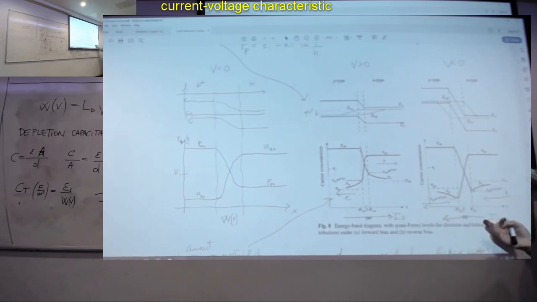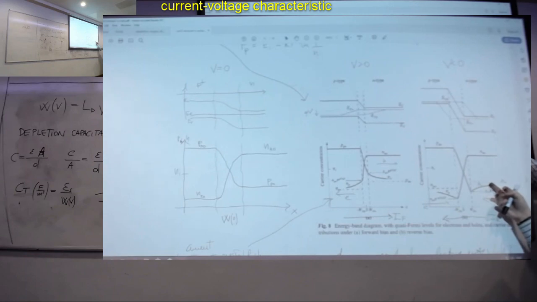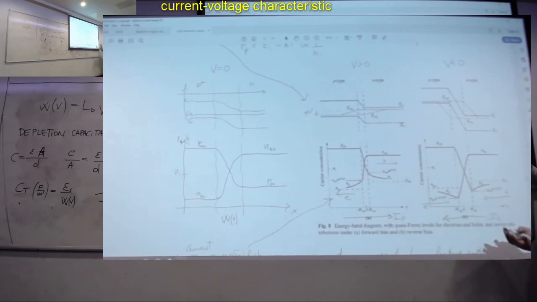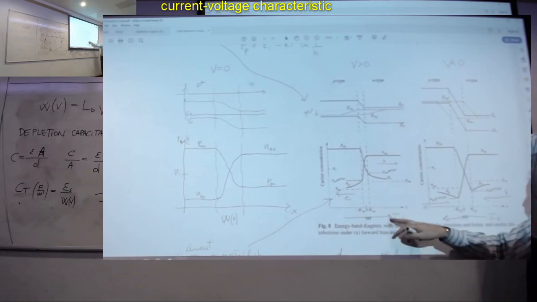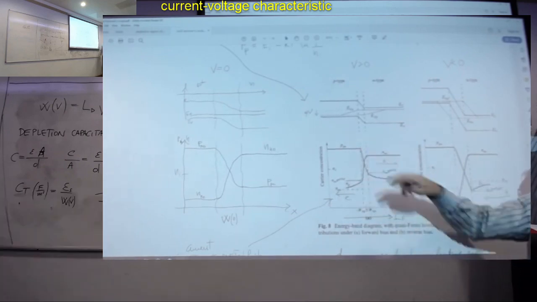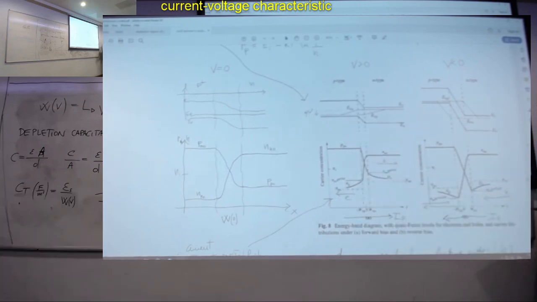The current here, though, is small, because these are minority carriers. The amount of charge required to refill this is very small, because these are minority carriers, already very few. So in a way, here we also recover the fact that the forward current is generally large, because it can be as large as the majority carrier levels, while this one is small, because the minority carriers are anyway small in number.